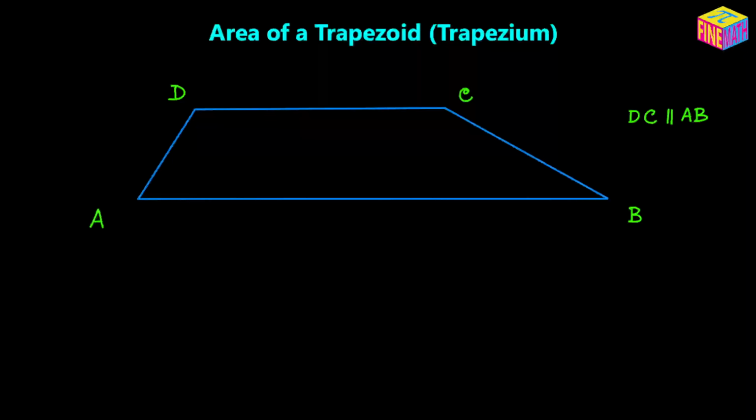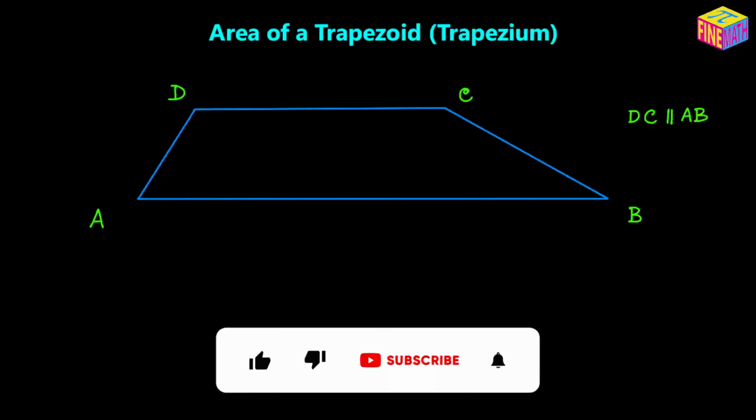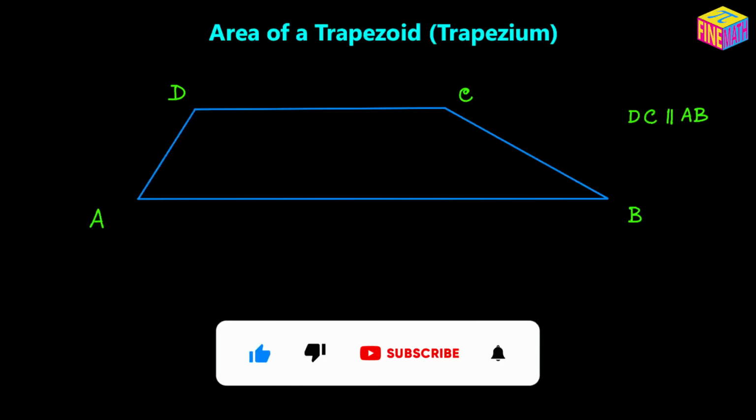Hi everyone. In this video, we are going to discuss how to calculate the area of a trapezoid and what the formula for its area is. Trapezoid is a name most commonly used in US English. In British English, it's called trapezium. They both mean the same thing. It's a special kind of quadrilateral where one pair of opposite sides has to be parallel to each other.